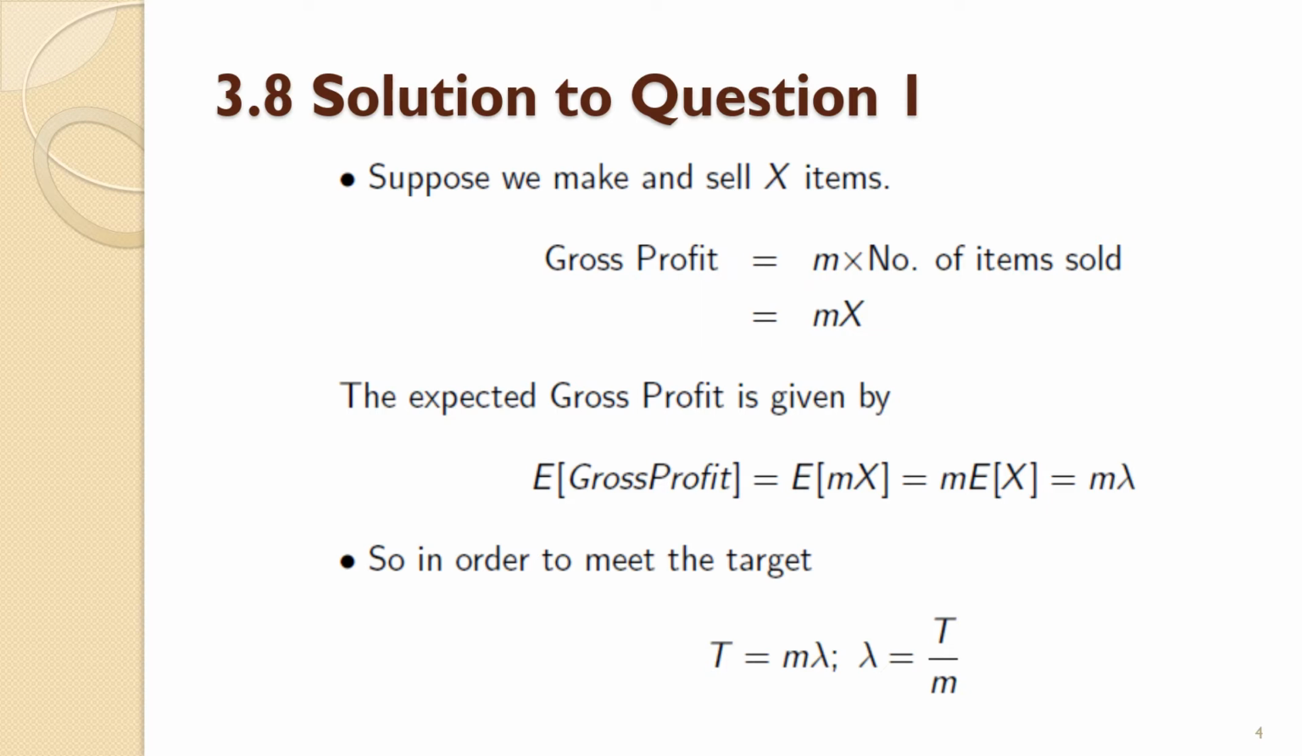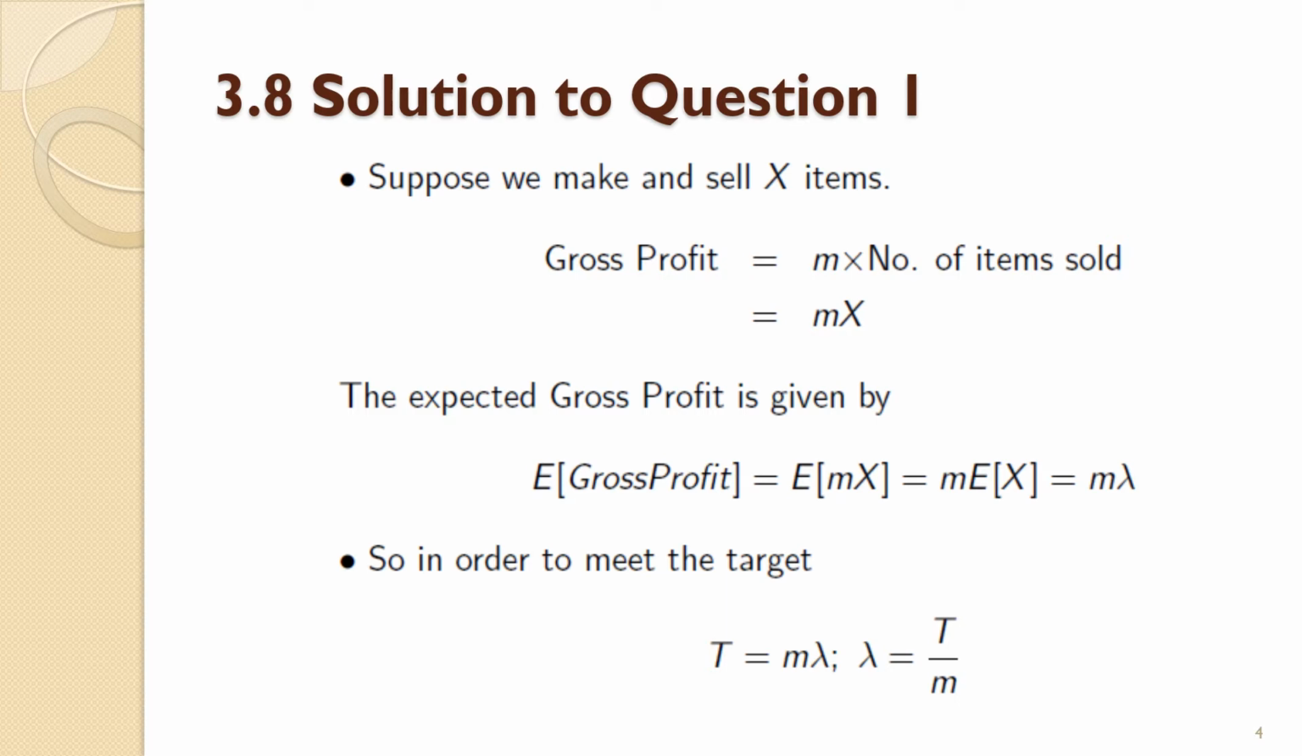Okay, so in terms of the solution to the first question, how many items should we make in order to hit our target gross profit? You assume, for the sake of simplicity, that every item you make you sell. So if you sell X items, you make M profit on each item, so the gross profit would be equal to M times the number of items sold, in this case MX. So what you've got here is just some sort of high school algebra, but this is almost designed to look harder than it really is.